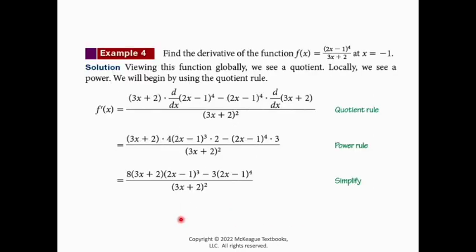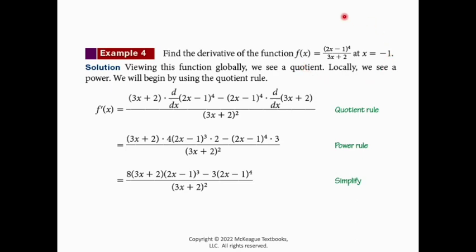Here is an example where we're going to use the chain rule and the quotient rule together at the same time. So in the previous examples, we used the power rule and the chain rule. Now we're going to use the quotient rule and the chain rule together.